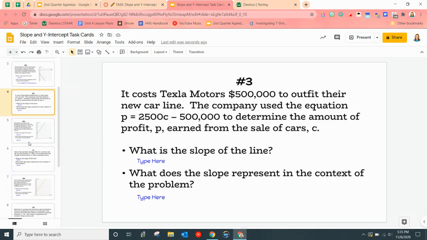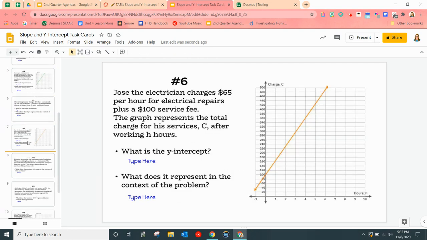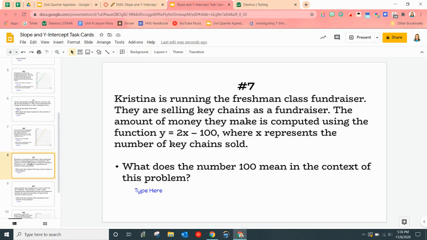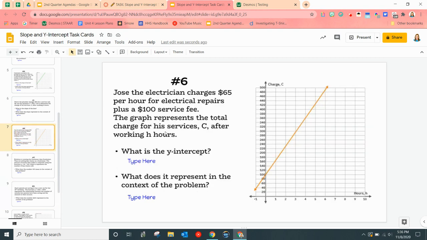Okay, I don't want to do this one. I think I want to do one. Let's see. I want to do number 6. Actually, I think I want to do number... I think you can do it. I want to do number 6.